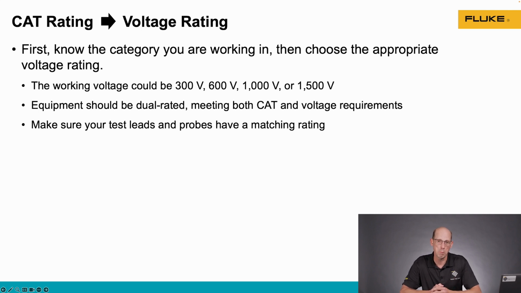Another important thing to keep in mind is that the category rating of the tool is not the only thing we have to think about. We also need to consider the category rating of our test leads. All Fluke tools come with matching test probes. So for example, our 393 clamp meter, which is 1,500 volt category 3 rated, comes with equally rated test probes.